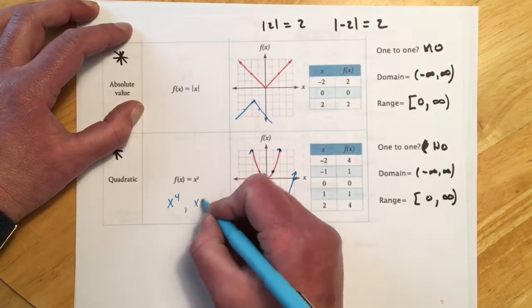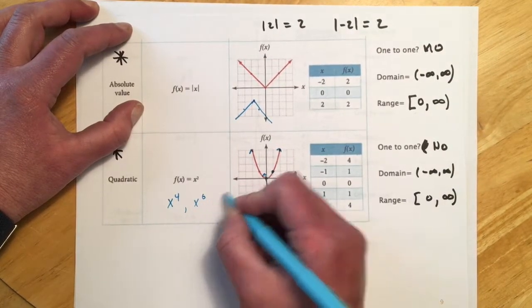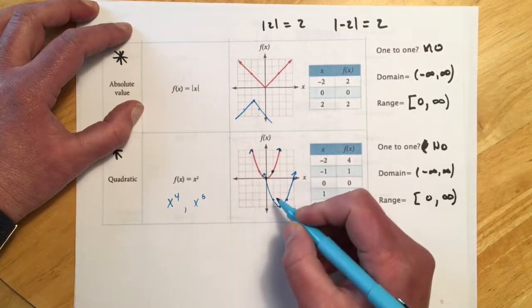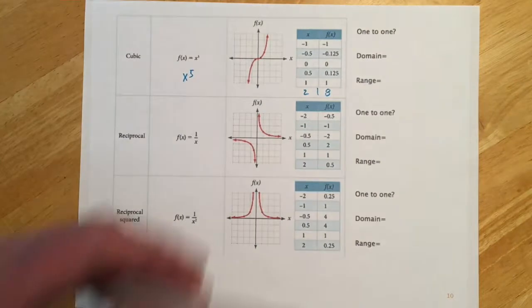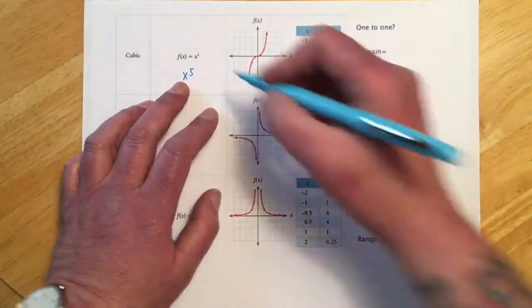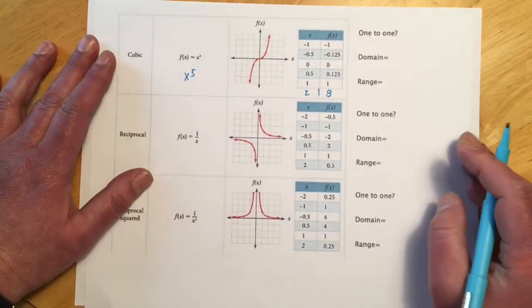And that's the same for any of the evens. If it's x to the 6th, x to the 8th, any of those even power functions are going to make that basic parabola shape. And likewise, any of the odd functions are going to make this cubic shape over here.